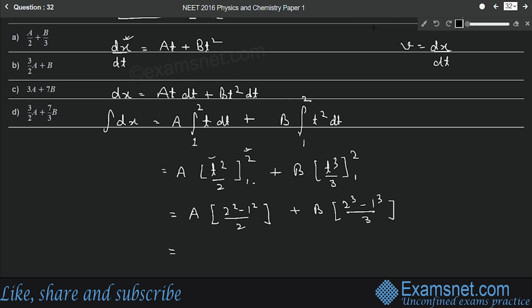Then here on solving this, 2 square, that means 4 minus 1 square, so 3. So here we'll get 3 by 2a plus 2 cube means 8 and 1 cube means 1. So 8 minus 1, 7. 7 by 3, 7 by 3b. So this will be the value of x. Okay, this is your answer. So let's match. In the last option we have 3 by 2a plus 7 by 3b. So option D will be the correct answer.